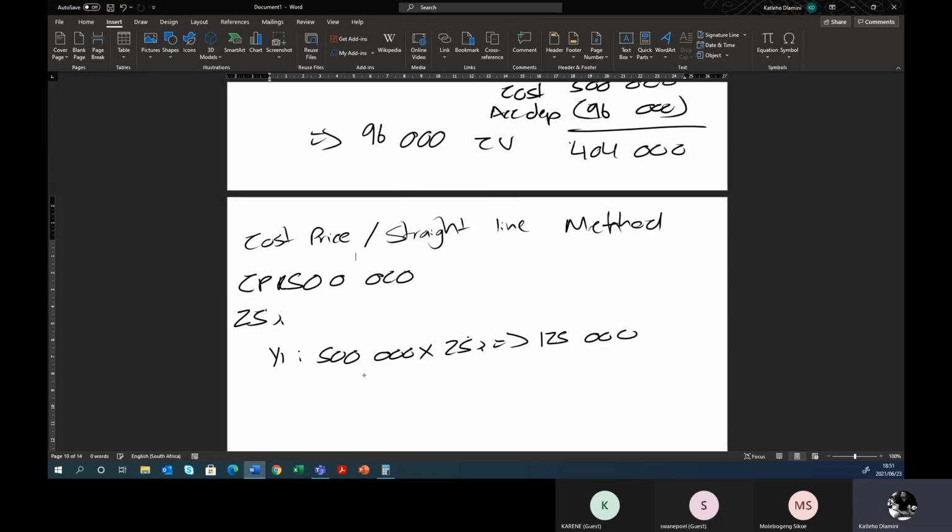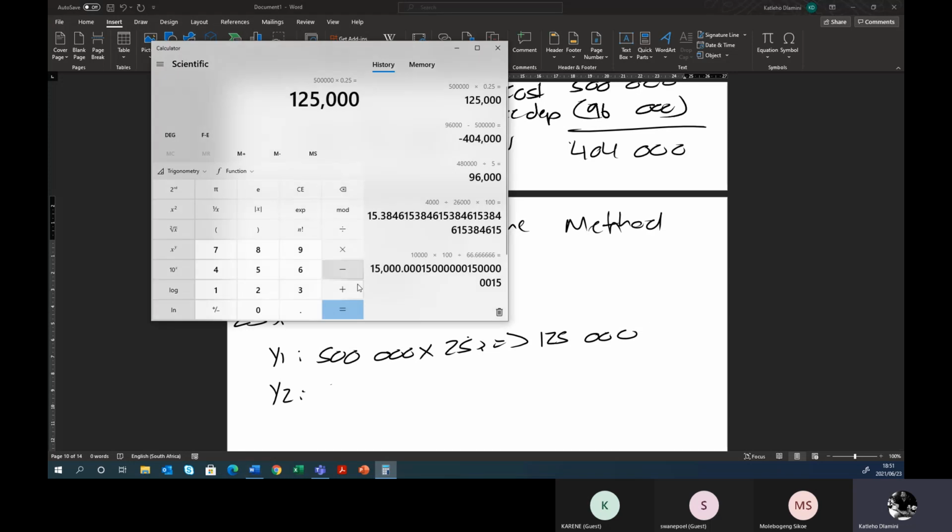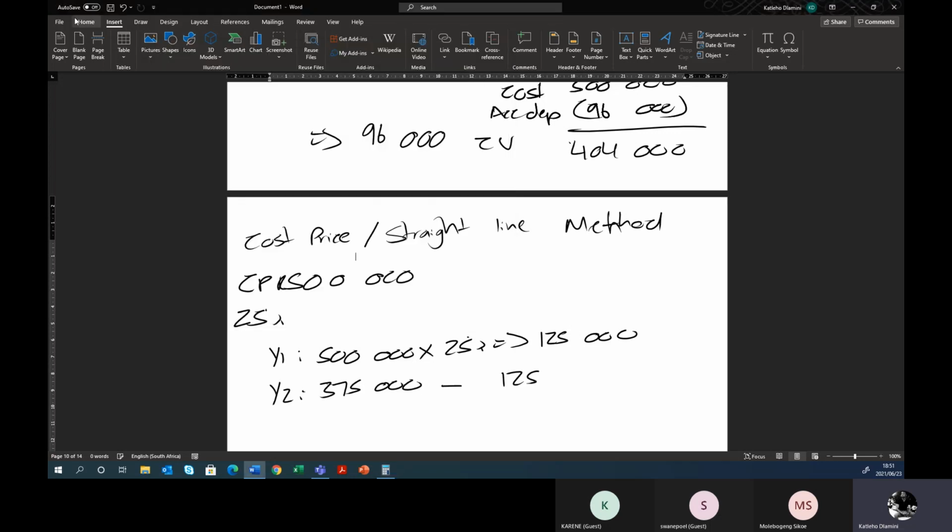What do I mean by that? This is your depreciation for year 1. Year 2, your carrying value is now the 500 minus this, so minus 500, 375. So now we have 375 minus 125. Okay, now I'm calculating carrying value. Sorry, no idea why. But each year you're going to have the same calculation.